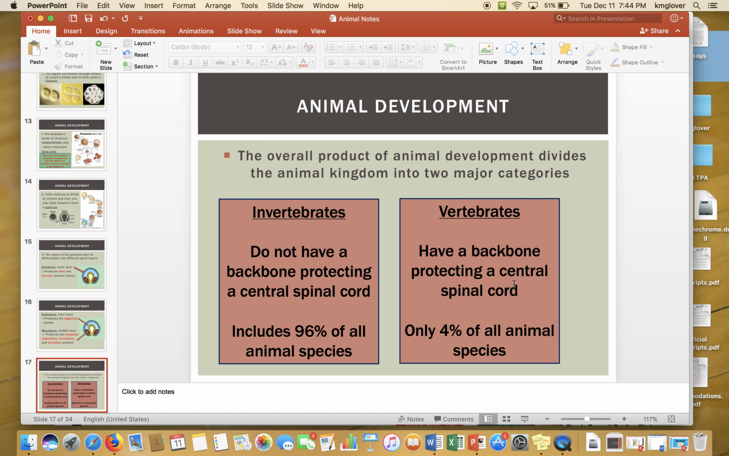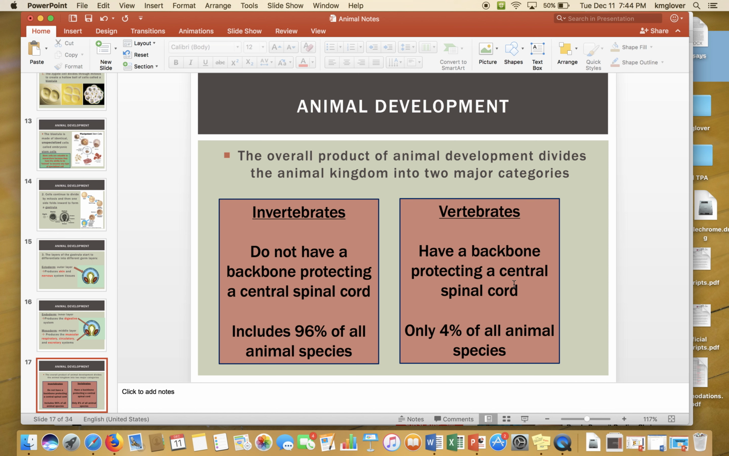So vertebrates have a backbone protecting your spinal cord, but there's only 4% of us. So of all the animals, only 4% of them are vertebrates. The rest are invertebrates, and actually a lot of them live in the ocean. If it weren't for insects and things like that, it would be a lot more. But invertebrates, in means not, they do not have a backbone protecting their spinal cord.